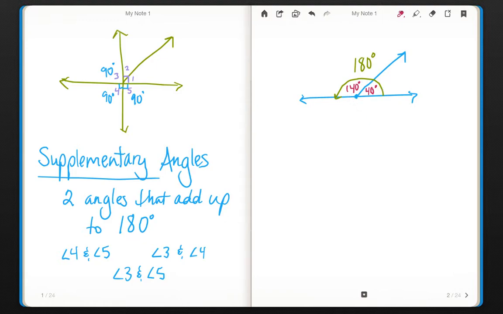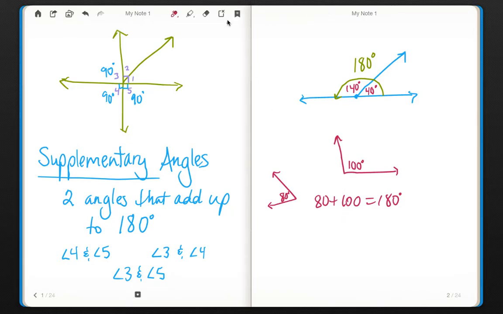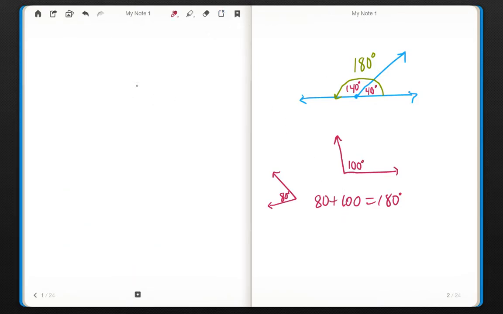So they're supplementary, the 40 degree and the 140, and you can find missing measures like that from a straight angle. So if I gave you, let's say we had an angle like this, and we'll say that it equals maybe 100 degrees. And then over here I have an angle, and it's 80 degrees. Would those two be supplementary? Yes, because 80 plus 100 equals 180. So they're supplementary.